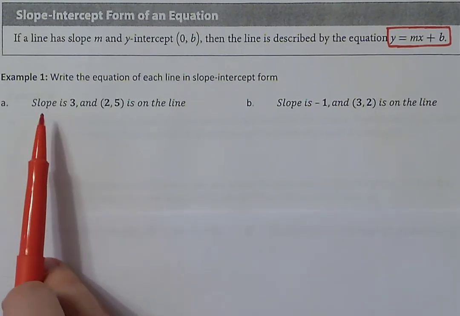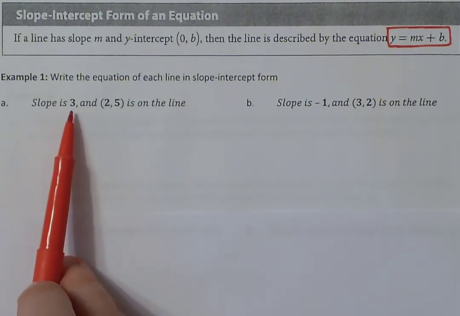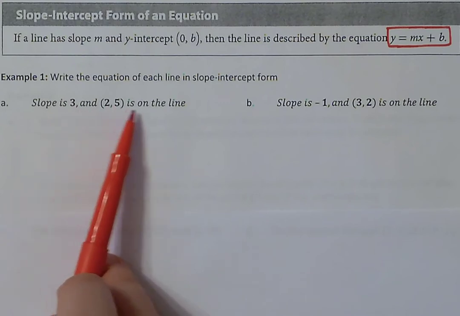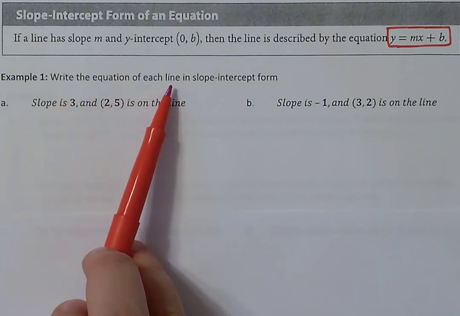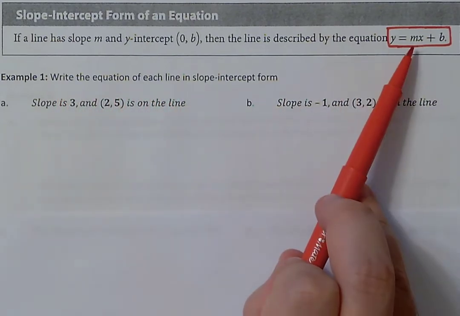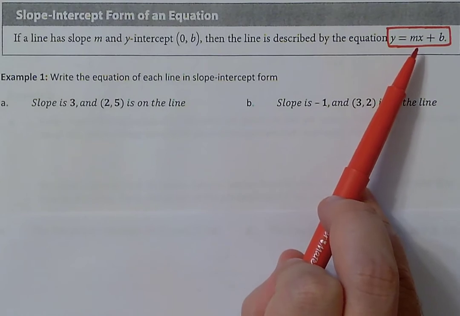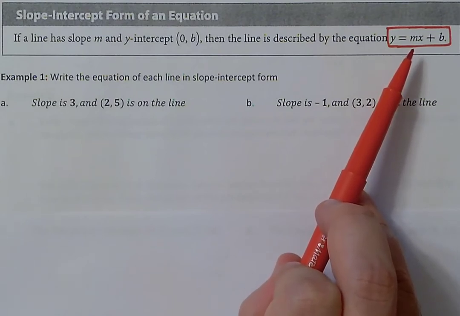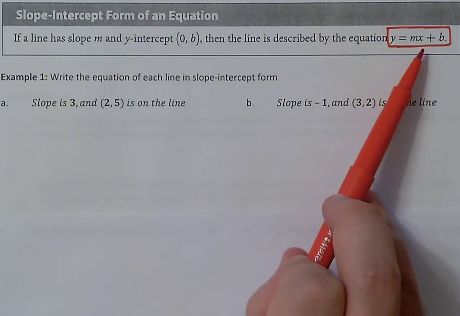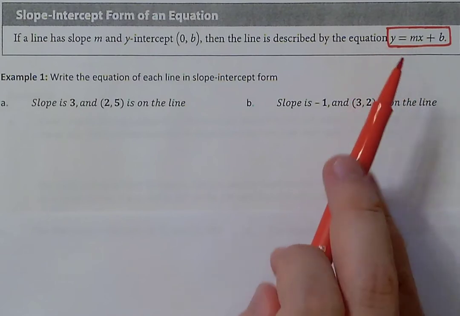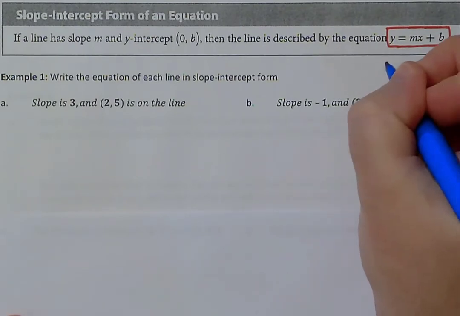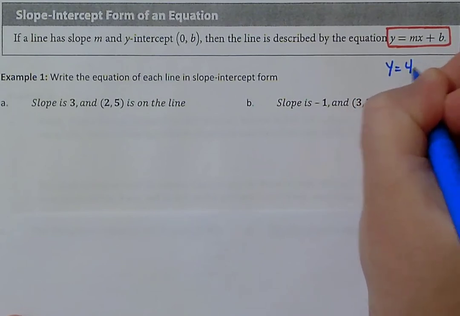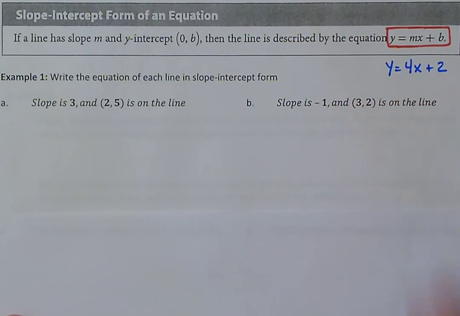Alright, for example 1a, we have the slope is 3, and the point (2, 5) is on the line. Now, we have to write an equation of the line in slope-intercept form. So that means I need to write this as y equals mx plus b. When I get to my final end result, x and y have to be just x and y. So, for example, an example of an equation of what we're looking for would be like y equals 4x plus 2.